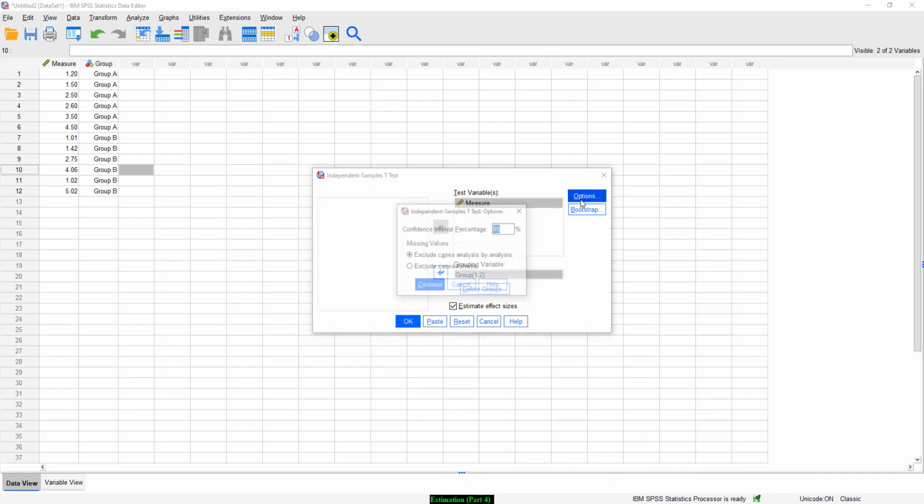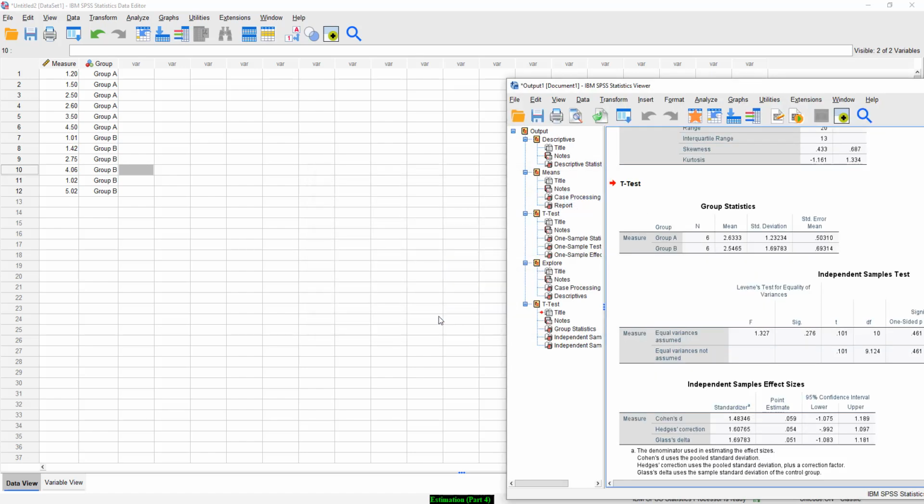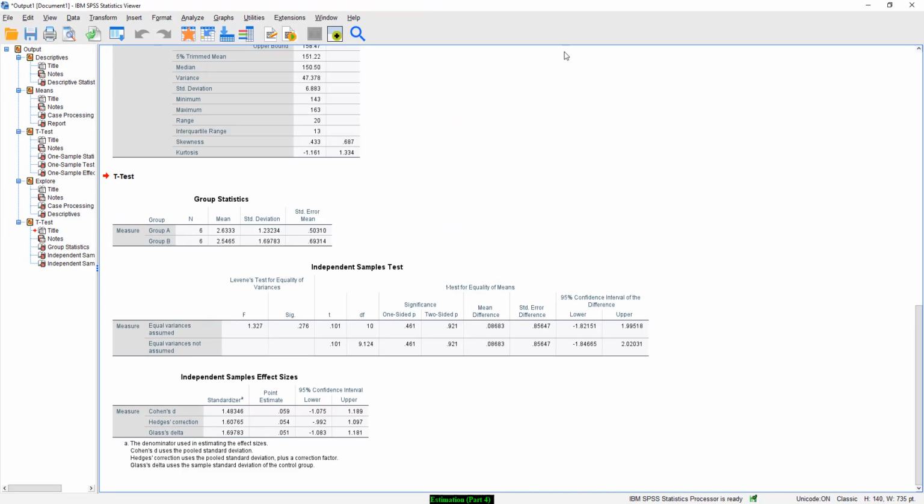Okay, let's say 95%. So we want to look at the 95% confidence interval. This is a 95% confidence interval by default. But if you want to get 99%, you need to change it here. And then click OK. So you will get the result.